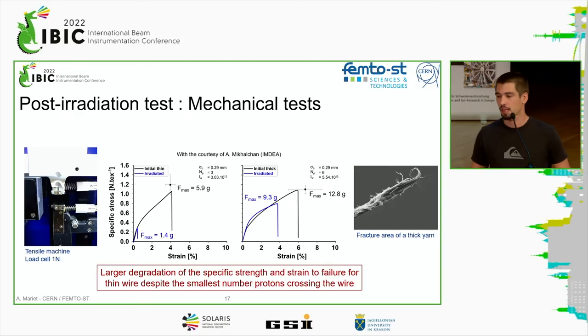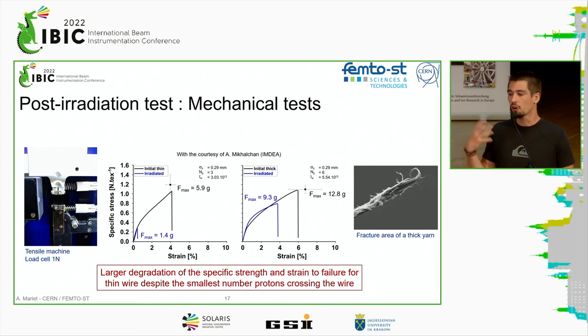So here, as the cross-section is not very regular and circular, and it varies because of the manufacturing process, when we perform the test, we talk about the specific strengths and not the strengths. But here we have 2.03 newton per tex, so gram per kilometer, against 1.2 for a non-irradiated for thin wires. But for the maximal strength, I don't know.